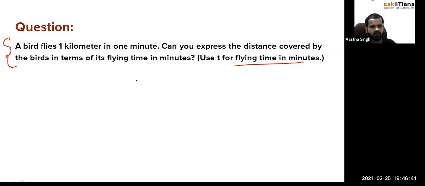The question is asking that your bird covers a distance of 1 kilometer in 1 minute. Can you express the distance covered by the bird in terms of its flying time in minutes? Just do it. Try to do it yourself, guys.